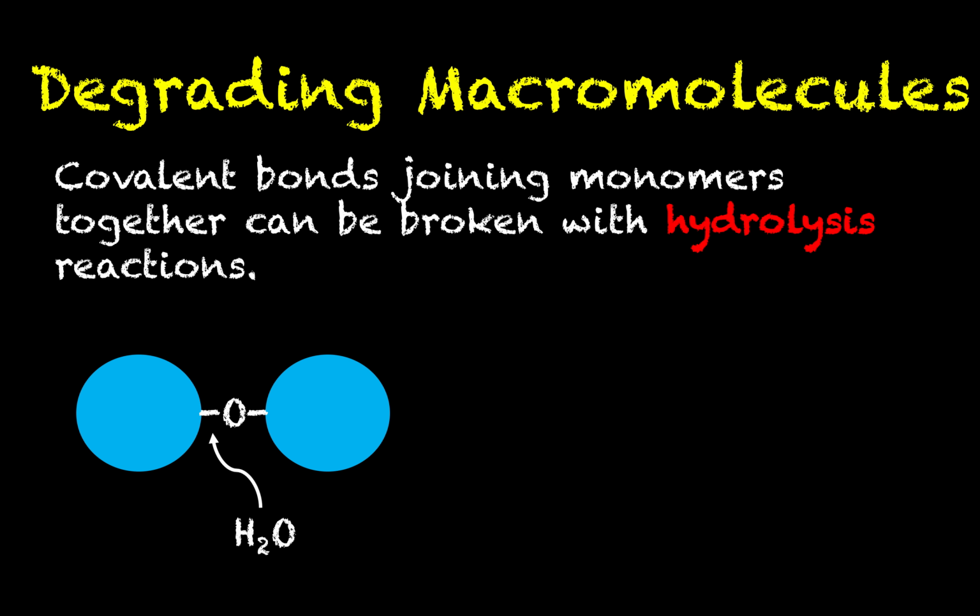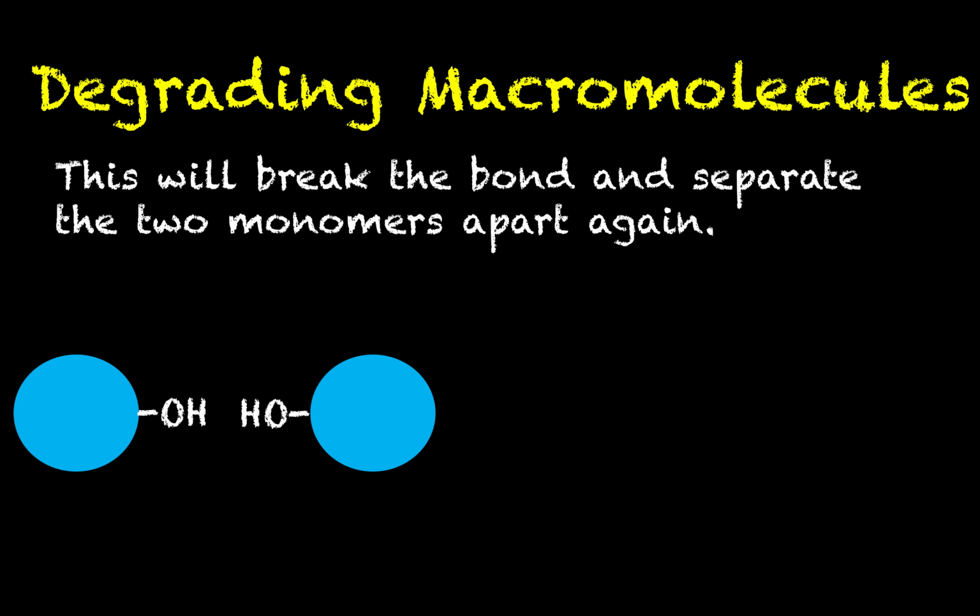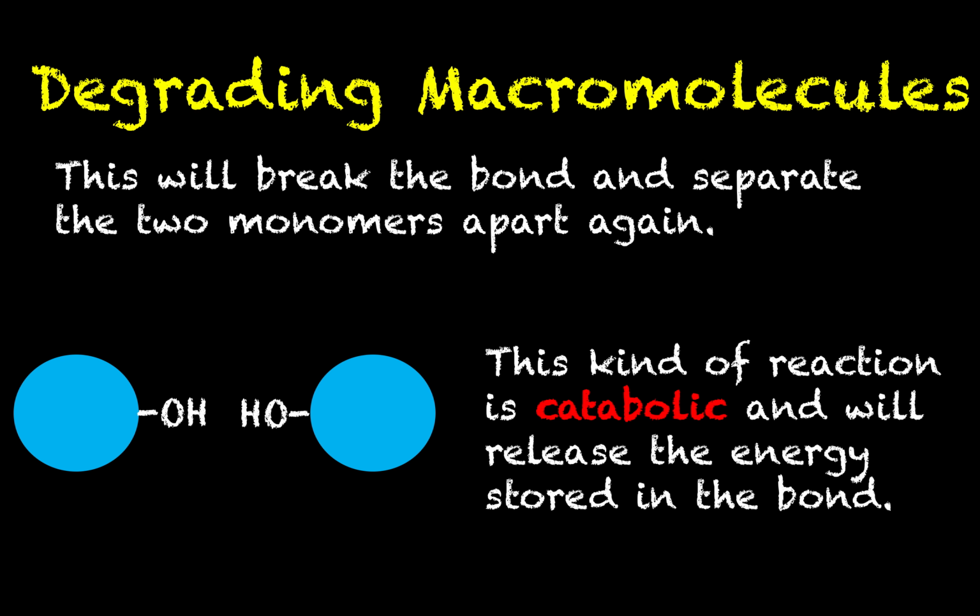We can take two monomers that are joined together by a covalent bond, and we can break that covalent bond by a type of chemical reaction called hydrolysis. In this regard, a molecule of water is infused into the bond, and this is used to separate the two monomers, break the covalent bond, and reconstitute the two separate monomers that can now function independently of one another.